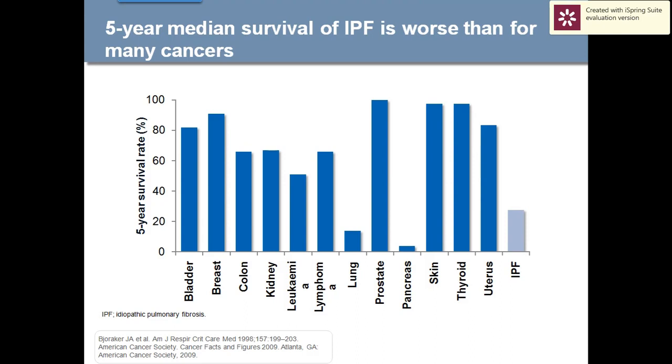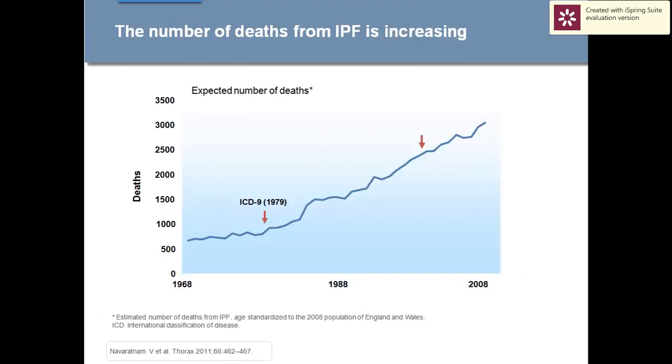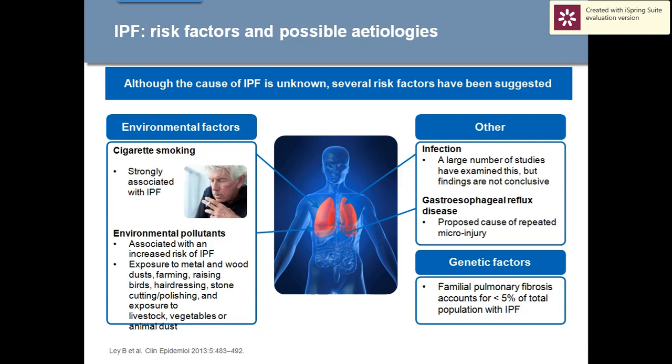Five-year median survival in IPF is worse than for many cancers. It is a very devastating disease, IPF. Risk factors or possible etiology: smoking could be strongly associated with IPF, environmental pollution, infection, and GERD, chronic gastroesophageal reflux disease, which can result in micro injury and is a possible etiology of idiopathic pulmonary fibrosis.